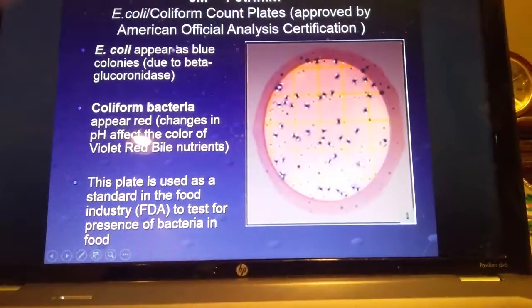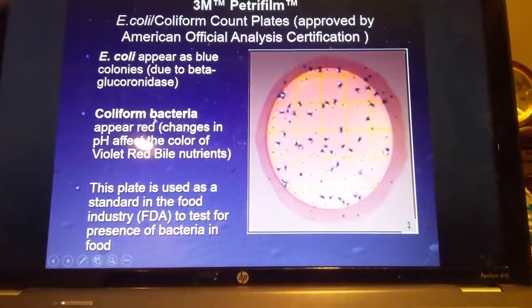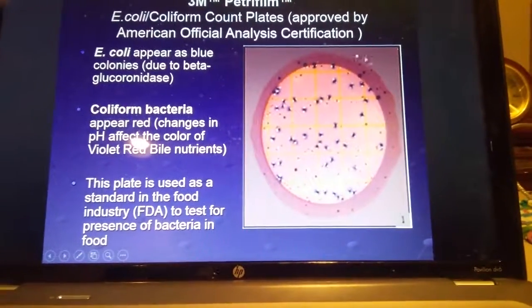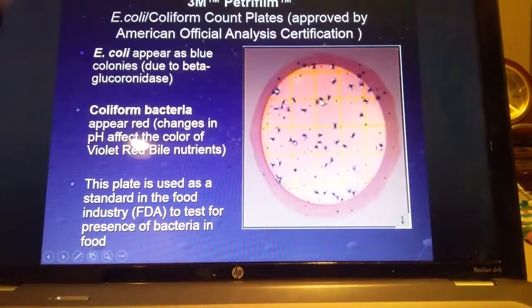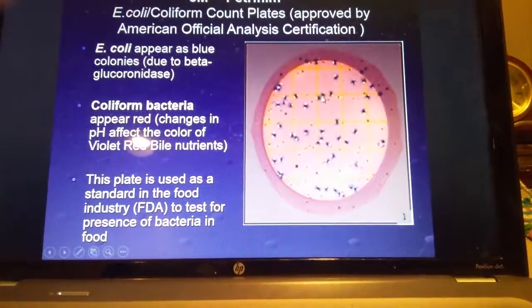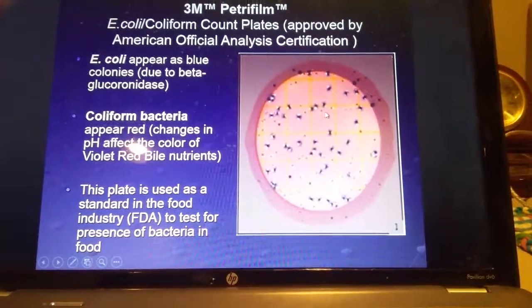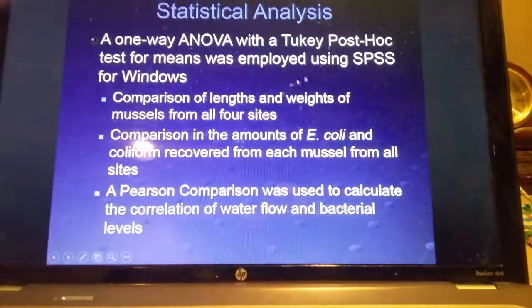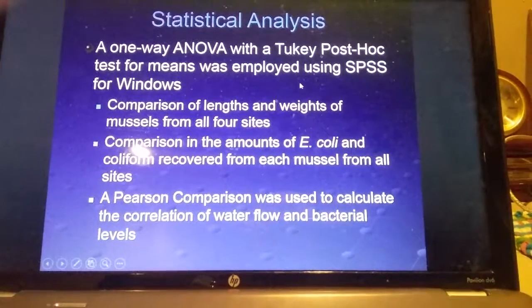So this is the type of plate, you don't need to worry about it. I will not ask you in the exam. These are just the plates that we're using in this paper. When you put the water on there, if they appear blue, then they're E. coli, and coliform is a type of bacteria, also an indication of contamination of the water. So we will also mention statistical analysis. You sure do not need to know about this.